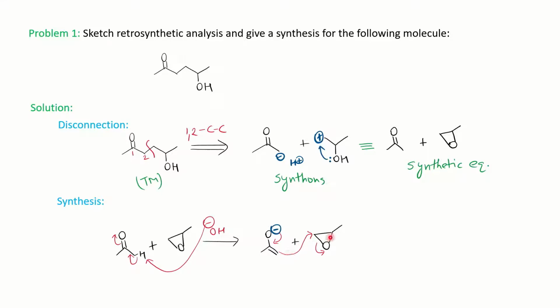Therefore, we will show the attack of this nucleophile where you have less steric crowding, and so the ring opening will take place like this, and you will show the formation of a carbon ion here. So this is how you get the structure, and after protonation you will get your target molecule. This is how you are designing this particular target molecule with the help of disconnection.